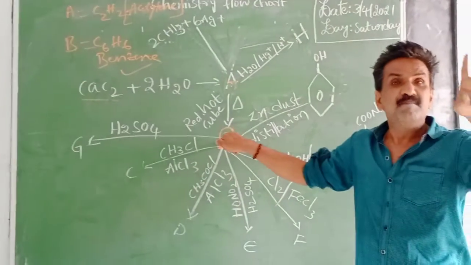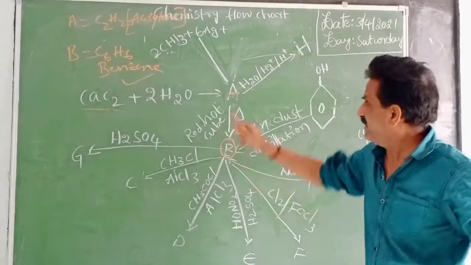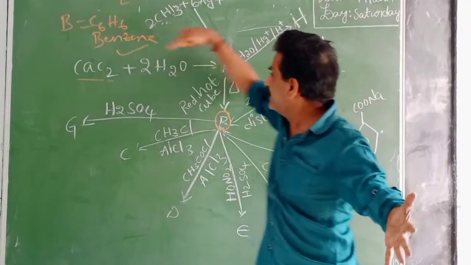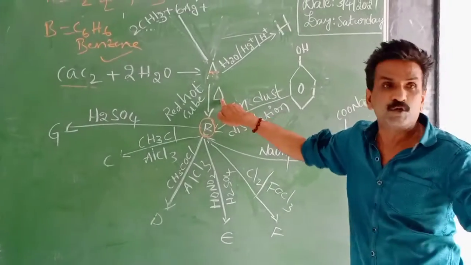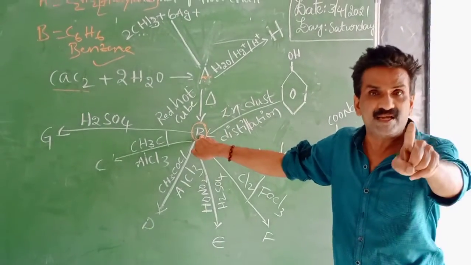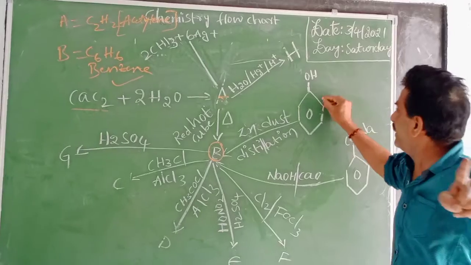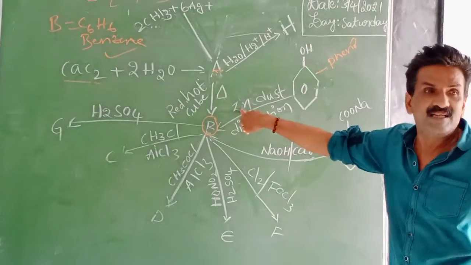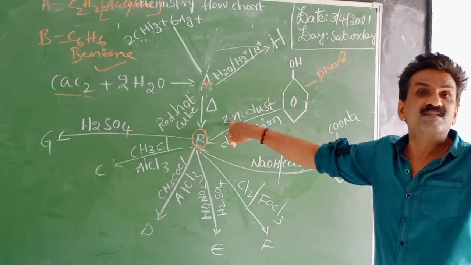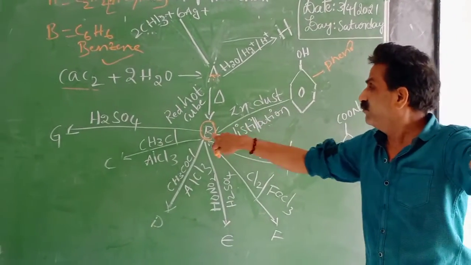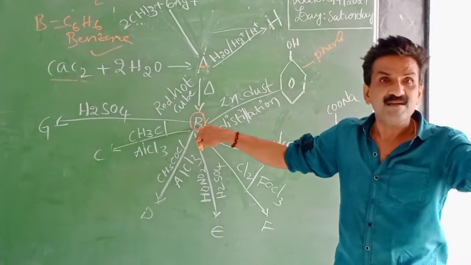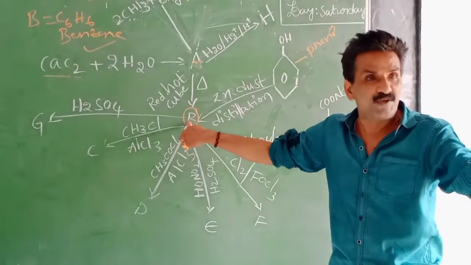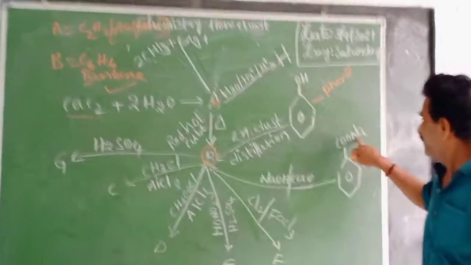Here there are methods to prepare benzene. One is acetylene. Acetylene is passing through a red hot tube, we get benzene. That is one method. Another method is phenol. Phenol reacts with zinc dust, under distillation we get benzene. Another one.